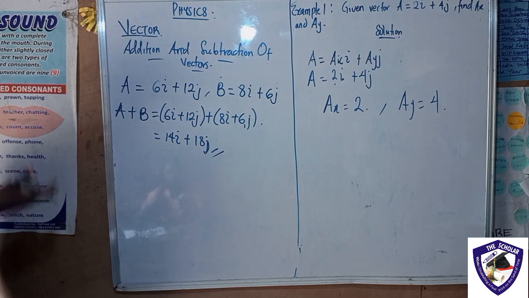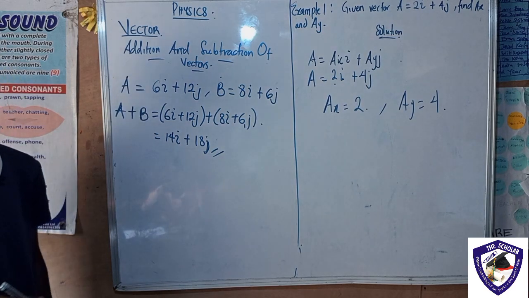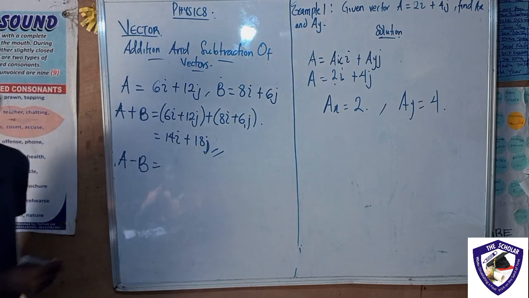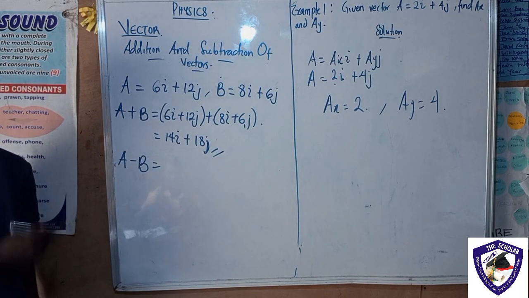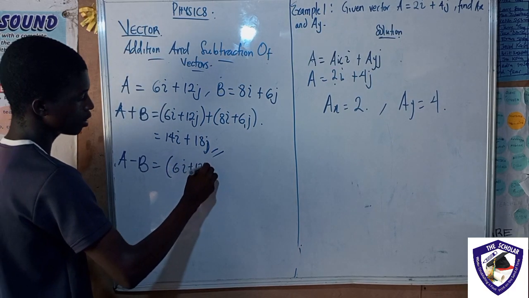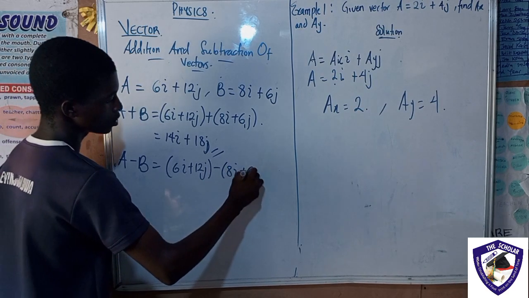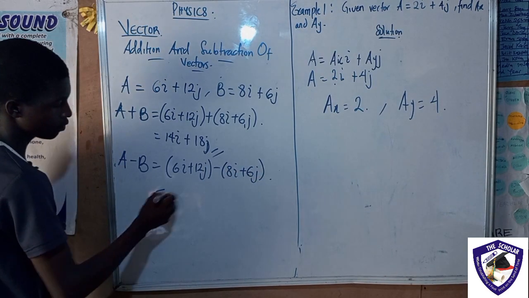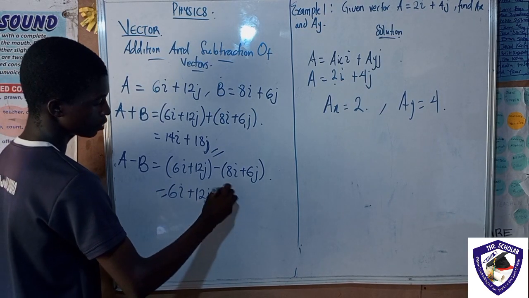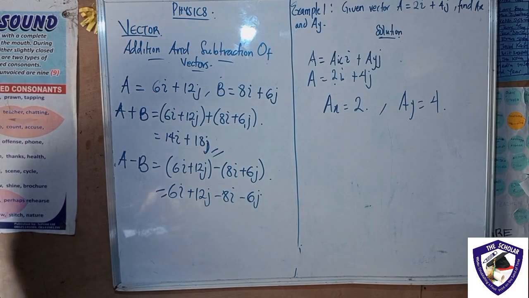Now, let us solve another question from here. What if the question says find A minus B? Everybody, are we seeing this? Find A minus B. That means we have 6i plus 12j minus 8i plus 6j. That means we are going to have 6i plus 12j minus 8i minus 6j. Are you getting this?